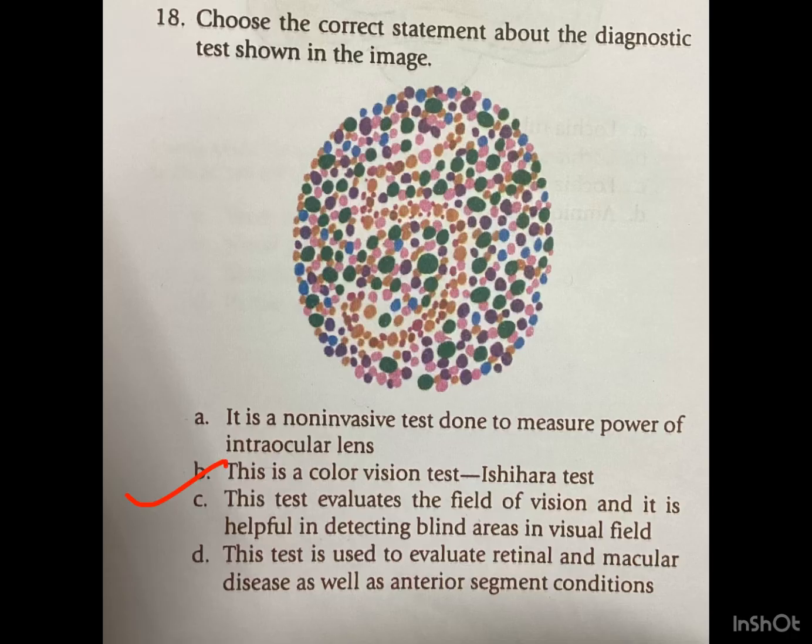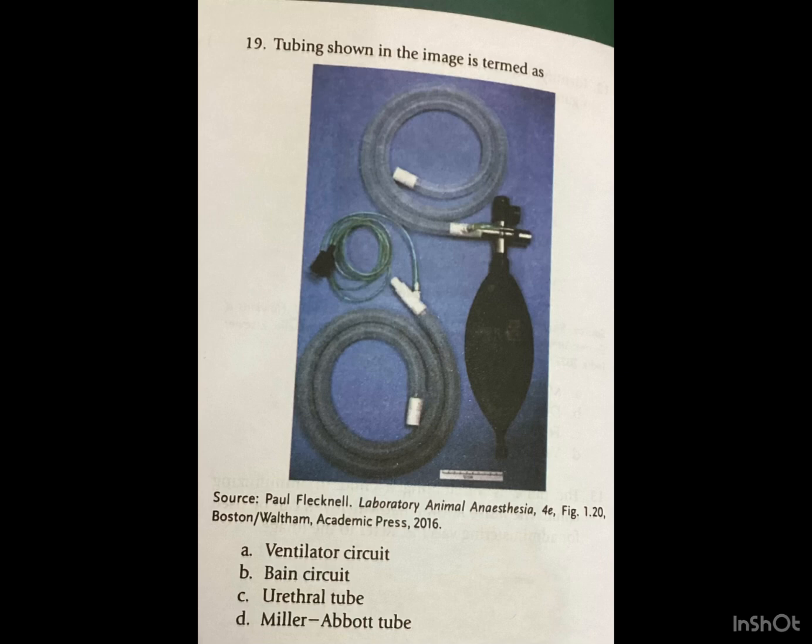Yes, the correct option is option B. This is a color vision test, that is Ishihara test. Now moving to the next question, question number 19. Tubing shown in the image is termed as A, ventricular circuit, B, brain circuit, C, urethral tube, D, Miller-Abbott tube. Yes, the correct option is brain circuit.